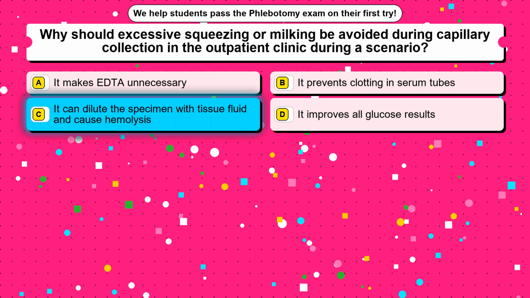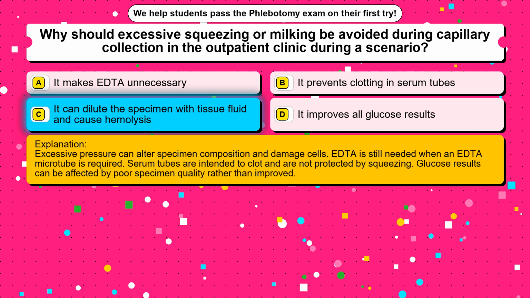The correct answer is option C. It can dilute the specimen with tissue fluid and cause hemolysis. Excessive pressure can alter specimen composition and damage cells. EDTA is still needed when an EDTA microtube is required. Serum tubes are intended to clot and are not protected by squeezing. Glucose results can be affected by poor specimen quality rather than improved.